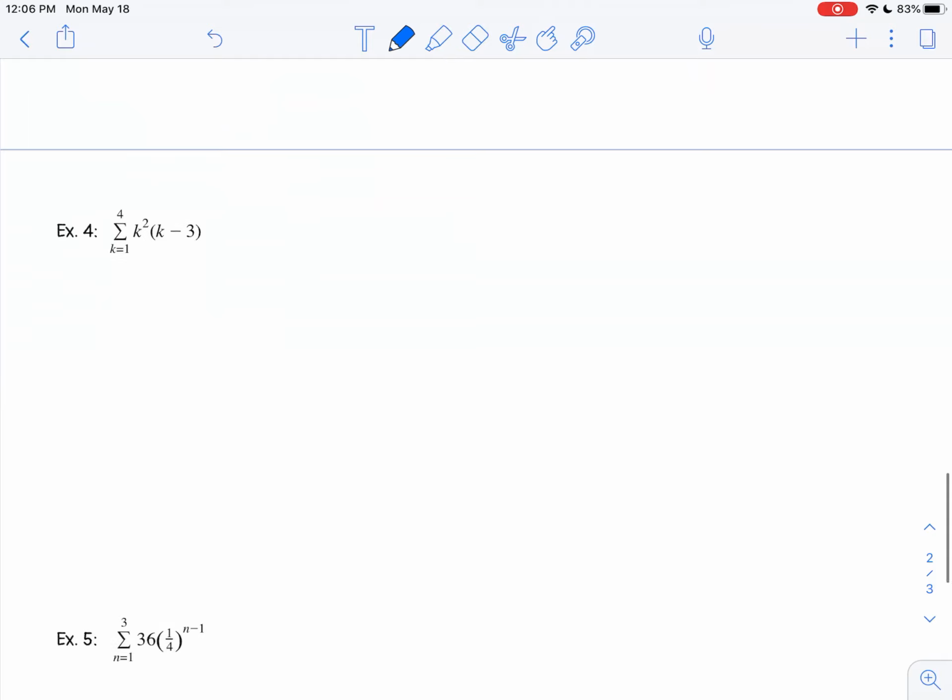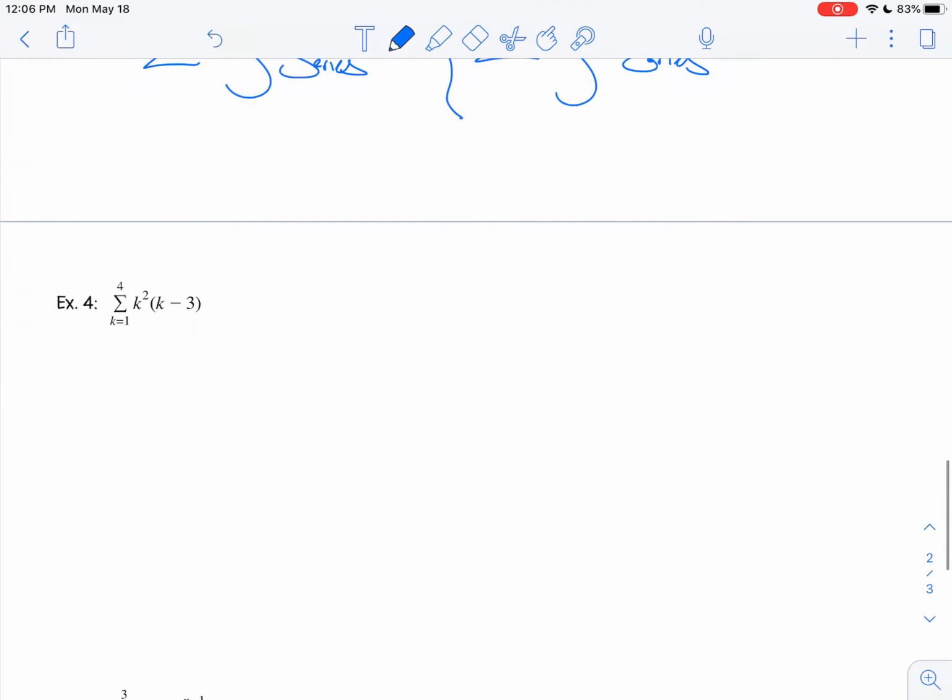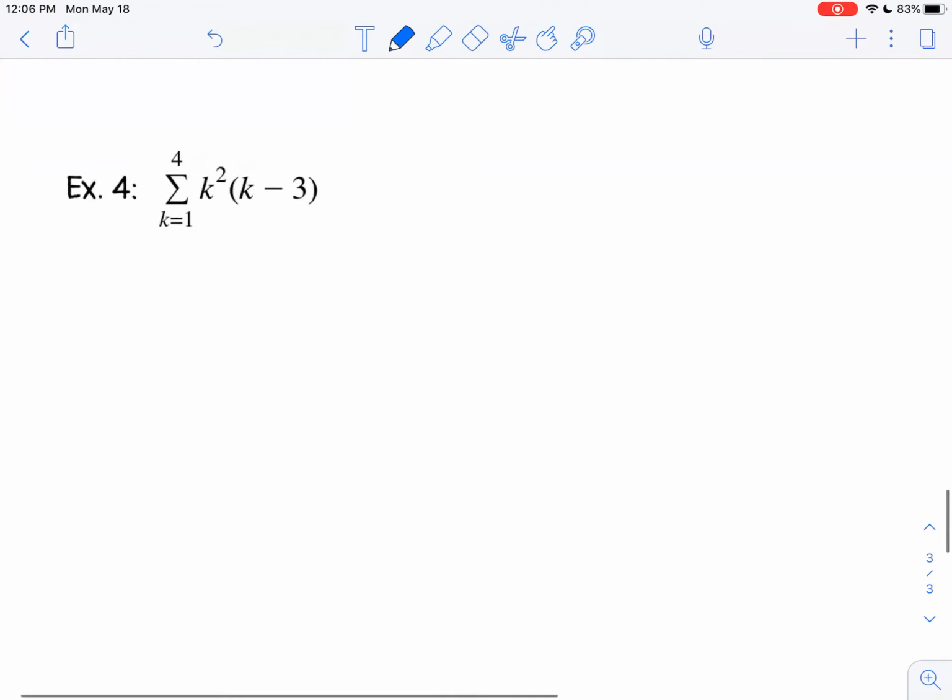Okay, so let's take a look at two examples that talk about practicing this notation. So, example number 4. I have the summation from k equals 1 to k equals 4, and the formula is given right here, k squared times k minus 3. So what I'm going to do is plug in 1 for k, 2 for k, 3 for k, and 4 for k, and then I'm going to add up all the terms.